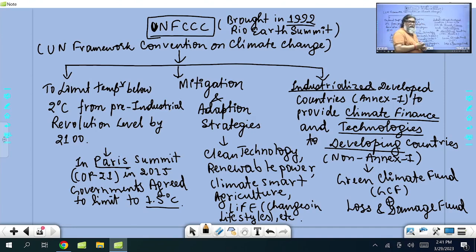LDF. That's now been agreed by the government. Earlier it was the Green Climate Fund, now loss and damage funds have been brought in here. So key points, you have to know the key points, important points. Whenever you read, you have to know all such important points and the key points there, right?